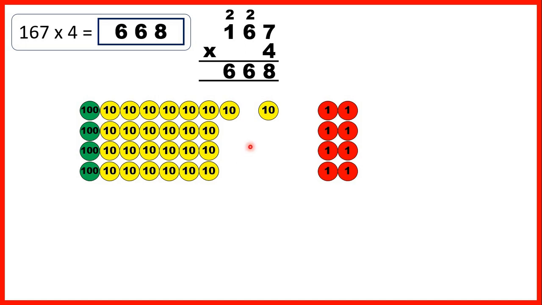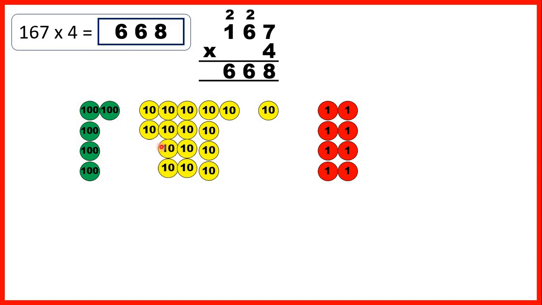So now we have 26 tens. But again, we can regroup. 10 tens make 100. So now we've made 200 and we have 6 tens. So we can write 2 above our hundreds column, and we can write 6 as the tens digit of our answer because we now have 6 tens. And we have 6 hundreds because 1 times 4 is 4, so there's our 4 hundreds. But we made 2 hundreds from multiplying our tens, so we have 6 hundreds altogether.